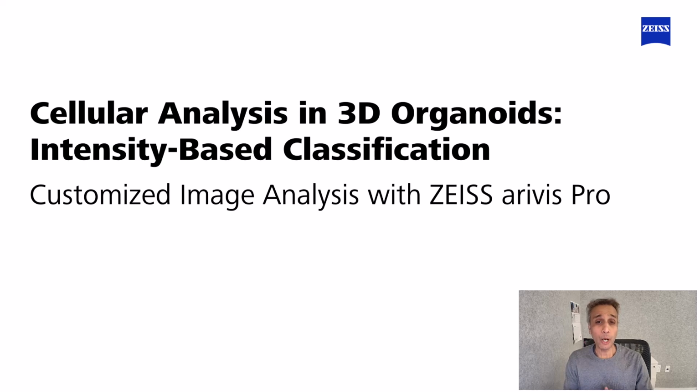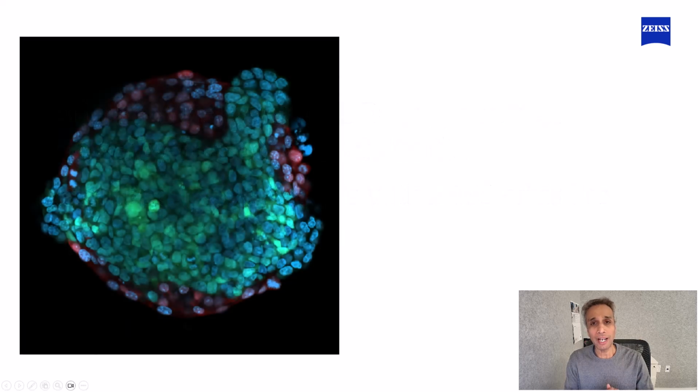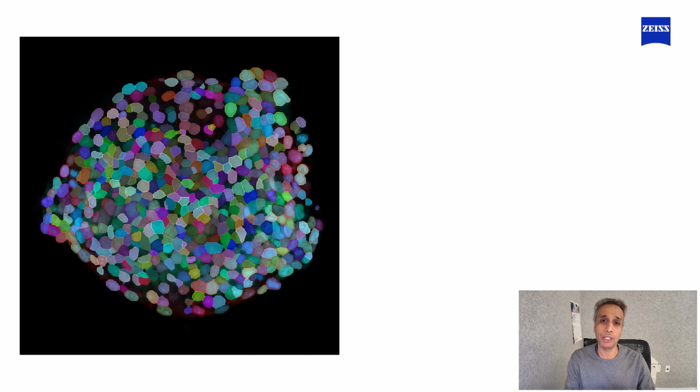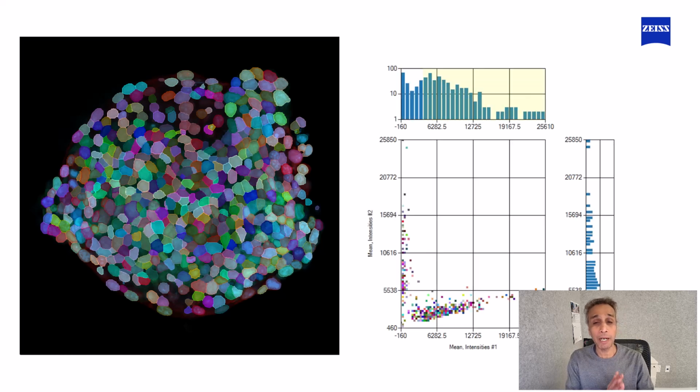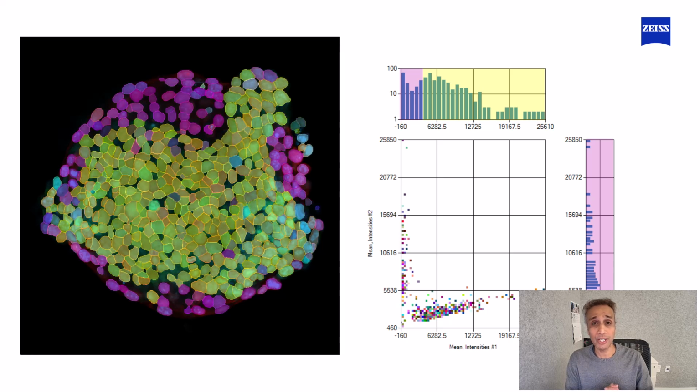This video shows how easy it is to set up a custom image analysis pipeline in ZEISS arivis Pro for 3D organoid analysis. The goal here is to classify the cells in the organoid into GFP-positive and RFP-positive categories. For this, the pipeline uses an intensity measurement approach to classify them into these two categories, and the classification using machine learning will be covered in a different tutorial.